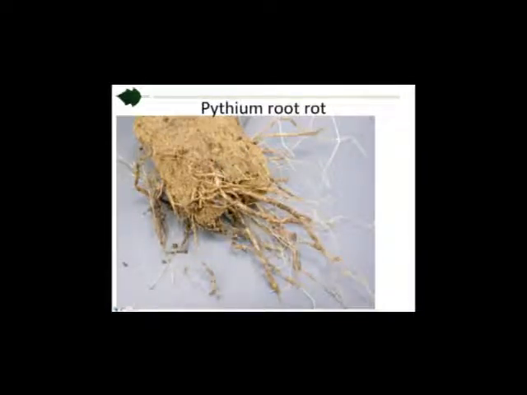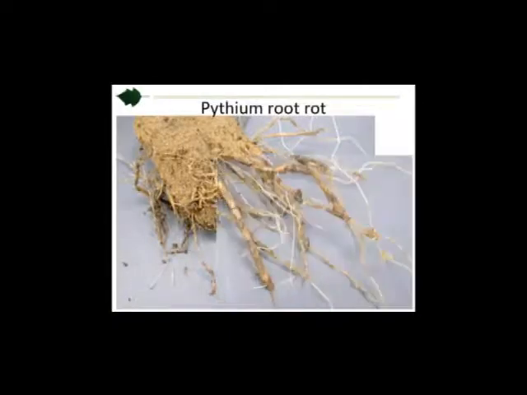With Pythium root rot, the roots appear water soaked as well as discolored, and it can cause root sloughing as well. What I mean by root sloughing is that the outer cortex, the barky part of the root, will pull off. It pulls off very easily.